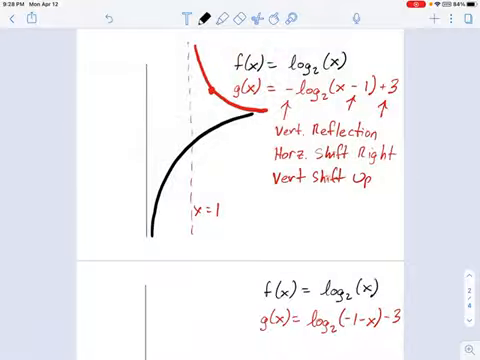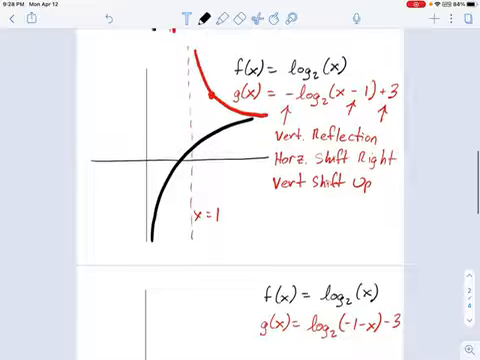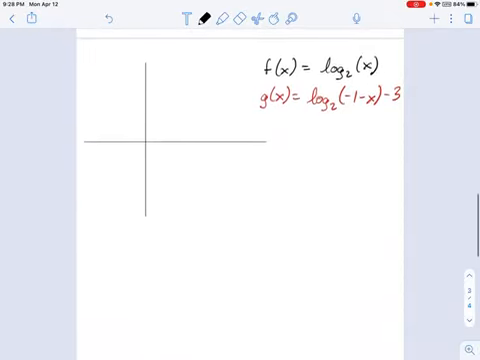Let's try to get where our axis was. And you can see this graph has been flipped upside down. Now it's dropping instead of rising. And it's gone over to the right and up from the original. Okay? So one more time.